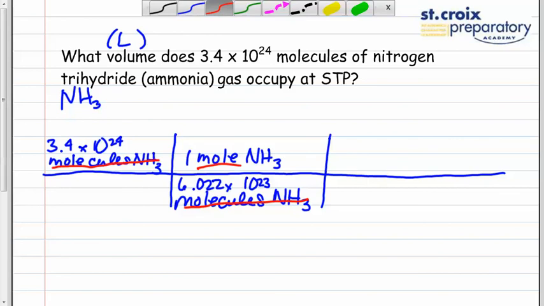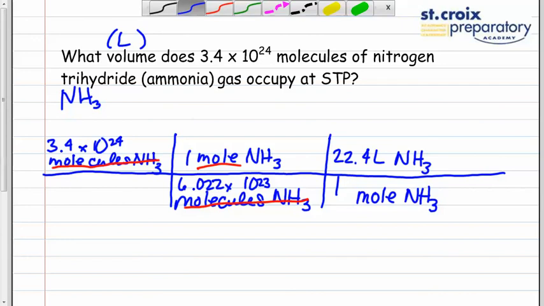Of course, I don't want moles. I want to move a little bit further and try to get into liters. So since I have moles of NH3 on the top in this conversion factor and need to get rid of it, I'm going to put moles of NH3 on the bottom here. And you know again that you have a conversion factor for gases at STP that tells us that there are 22.4 liters of any gas at STP in 1 mole of that gas. So I can put my conversion factor in like so.